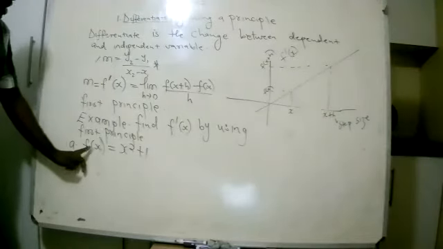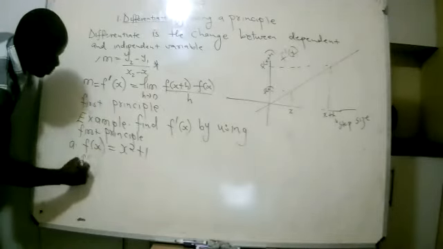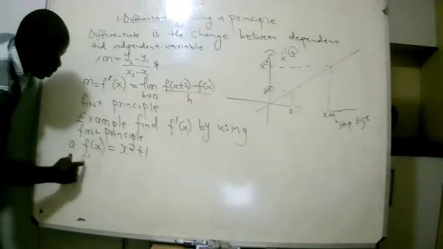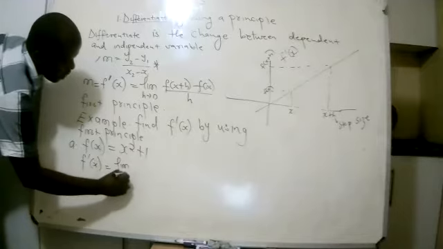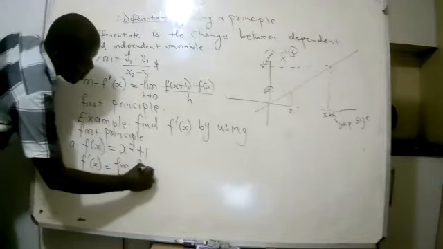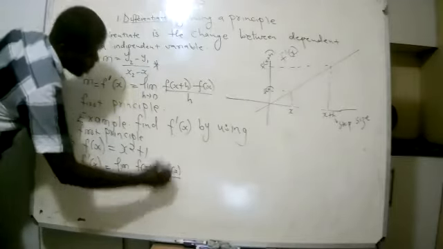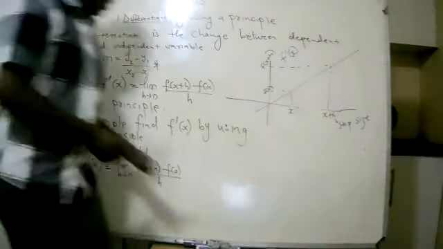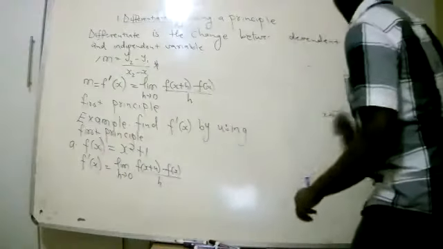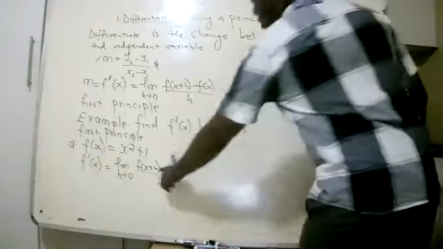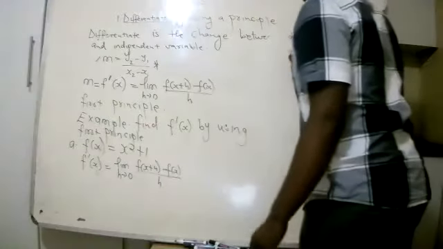Given the function f of x equal to x squared plus 1. So let's implement that by using that formula. We're going to have f prime x equal to limit when h approaching 0 of f of x plus h minus f of x, all divided by h. So now what we are left to do is to represent the f of x plus h and f of x. But f of x is given already from that question.